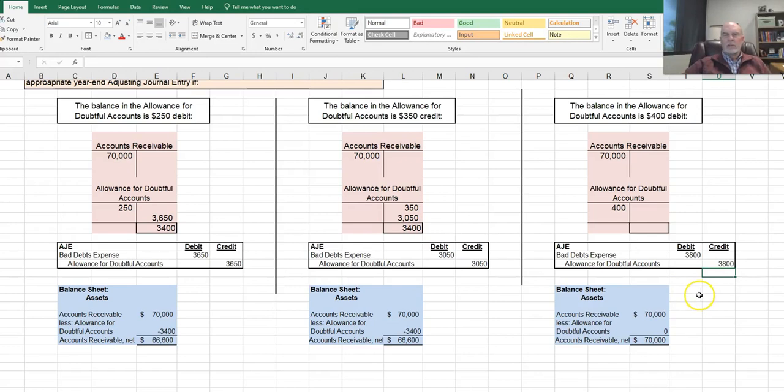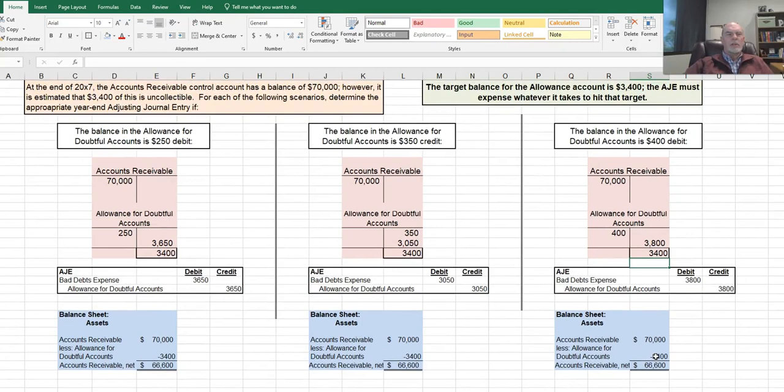And when we post that, of course, the debit goes to bad debt expense, and the credit to the allowance account of $3,800. And that brings the ending balance down to $3,400 that we were after. And again, that brings the net accounts receivable down to the collectible amount of $66,600.